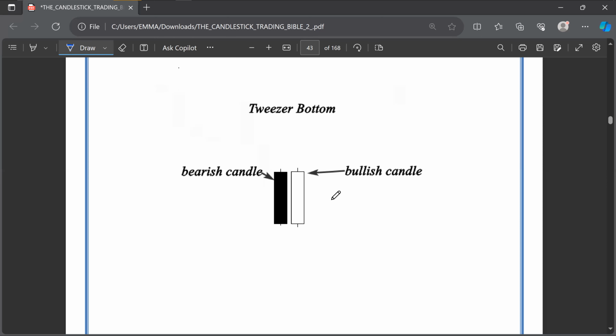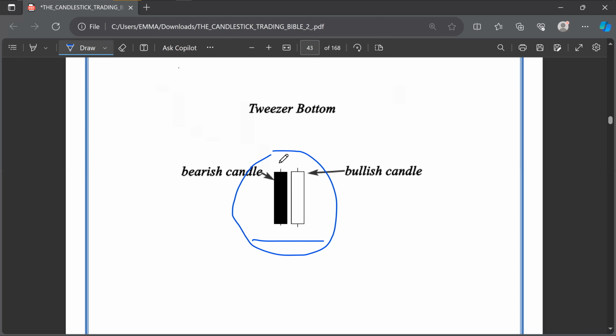So we have the tweezer bottom. The tweezer bottom, like we said, is a bullish candlestick pattern. We learned even just now that the tweezer bottom is a bullish one, hence the name. And when they are found at the bottom, the price is going to go up. So that is it, and this is the representation.